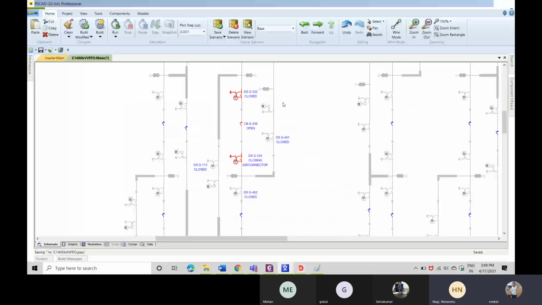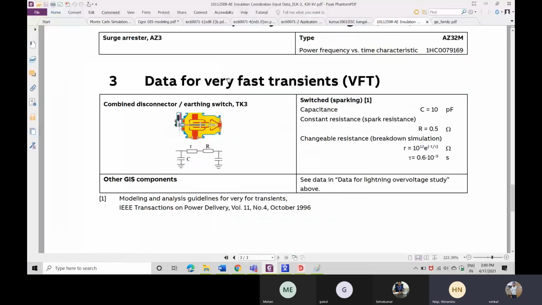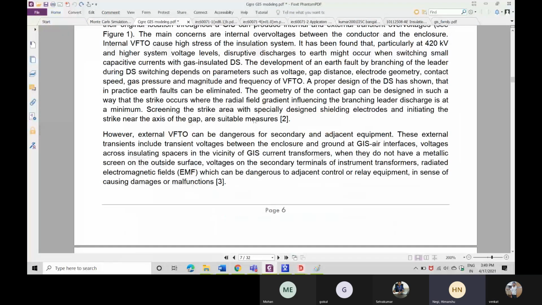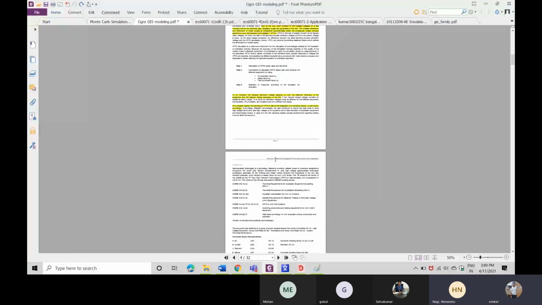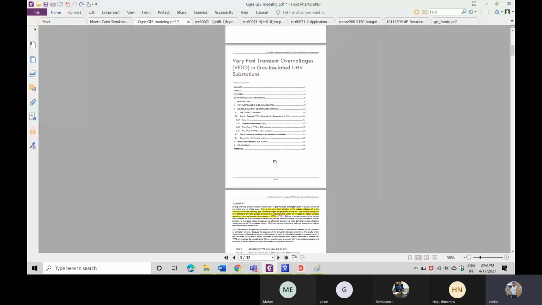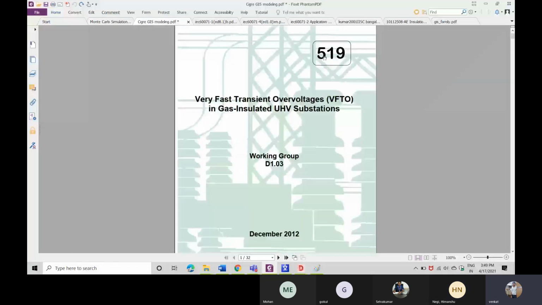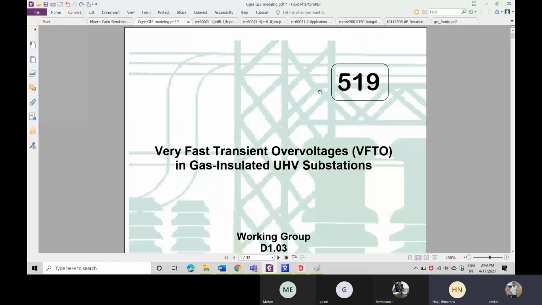What was the Seagrave brochure number that you have? That also I will share. It's 519. I may have that. I haven't seen this. Yes, it is 519.